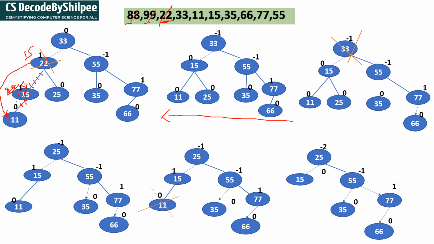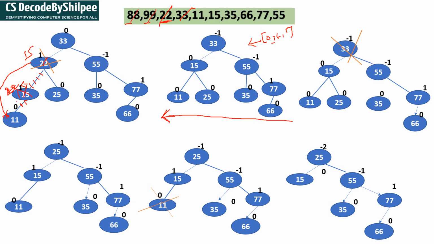Now I will calculate the balance factor of each and every node. I have calculated the balance factor of each and every node and seen that all of them are in the range of 0, -1 and 1. So this is already an AVL tree, and no rotation is required. Now I am going to delete 33.